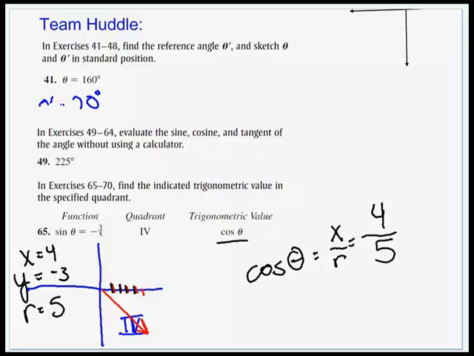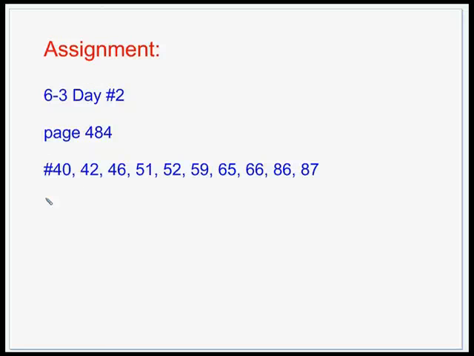Cosine is 4/5. Here's the assignment for tonight.